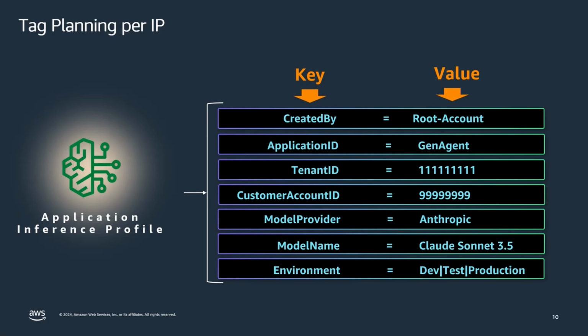Now, let's take a look at some of the tags that will be attached to each of the inference profiles that we create. Each tag consists of a key value pair to identify it. The tags that we'll include in this scenario are the created by tag, the application ID, the tenant ID, the customer account ID, the model provider, the model name, and the environment that this IP exists in.